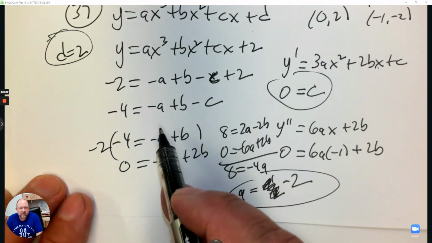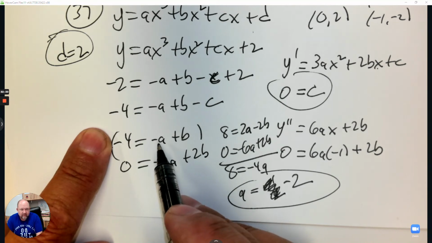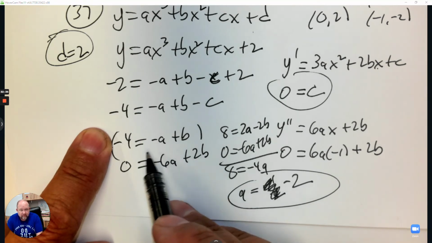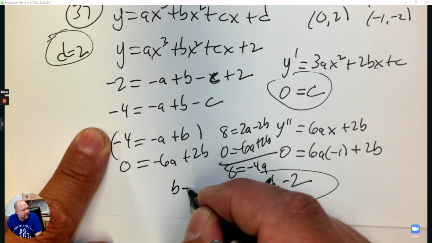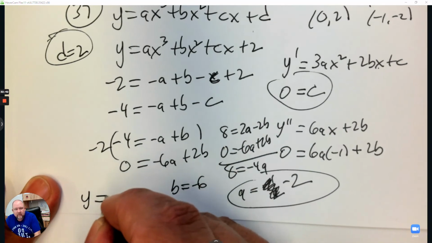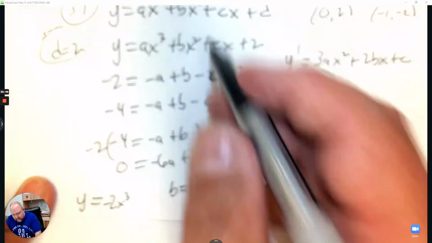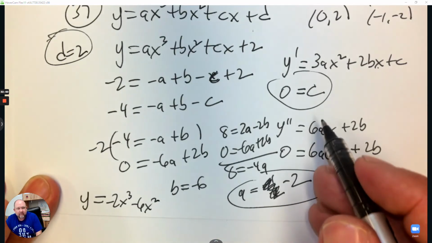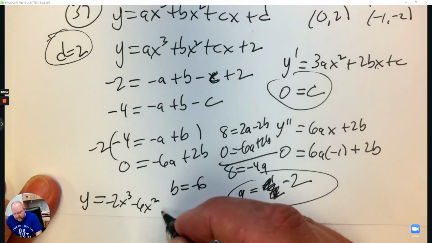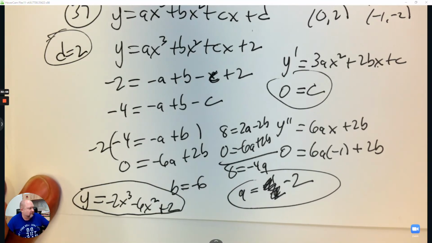It doesn't matter which one you pick. Let's say you pick here. Pick -2 in here. A negative times a negative is +2. Subtract it, so b is equal to -6. And then put it all together. So y equals a, -2x cubed, b, -6x squared, c, that's 0, and then d, plus 2. And there's your equation.